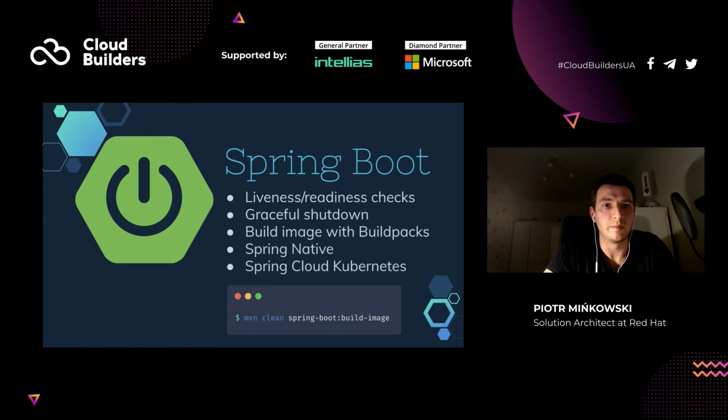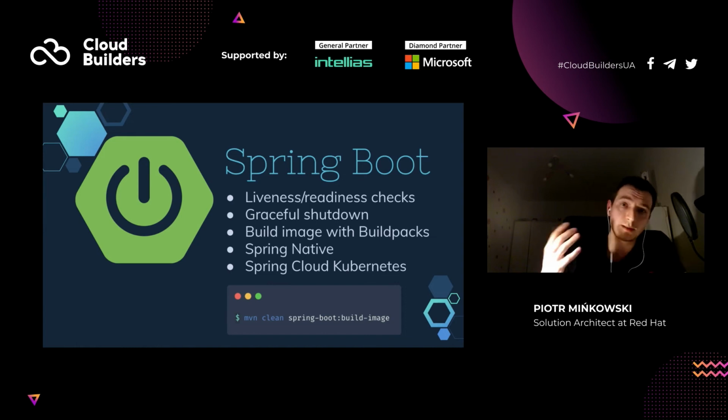We can include a list of components that should be exposed in such a probe. For example, we may include the database component in the readiness check. There is also a graceful shutdown available, which is important when running applications inside containers. And there is also built-in support for creating images with Cloud Native Buildpacks provided by the Spring Boot Maven plugin and Spring Boot Gradle plugin. We can build the image just using a single Maven command, spring-boot:build-image.